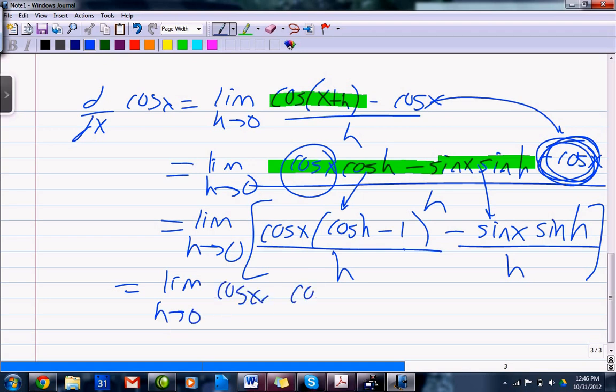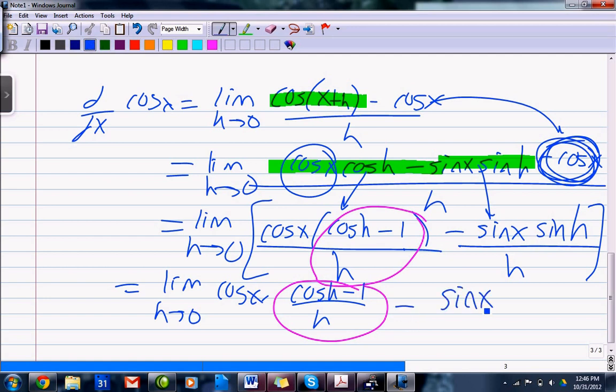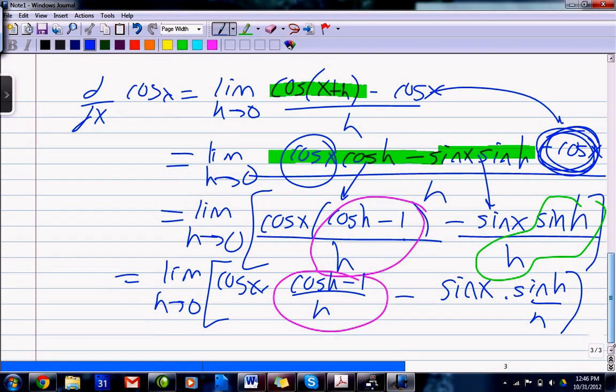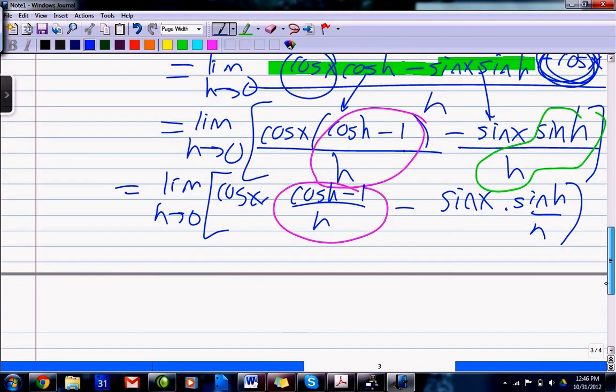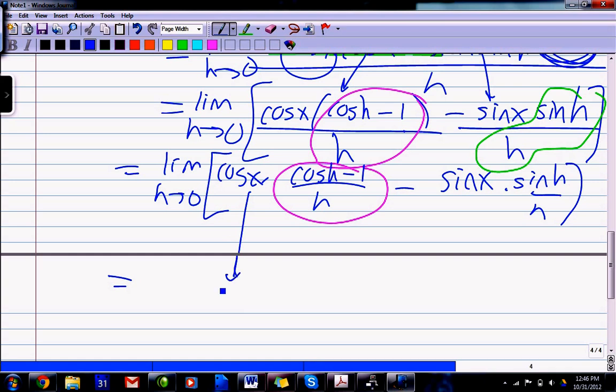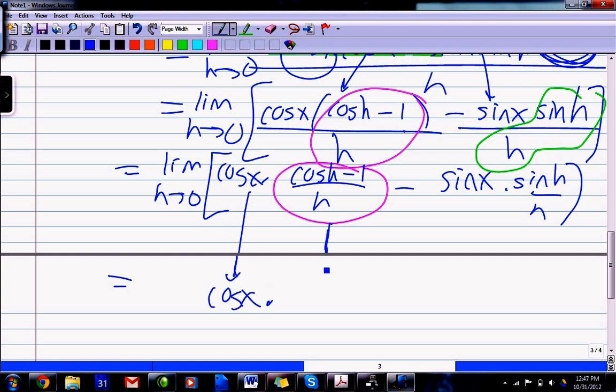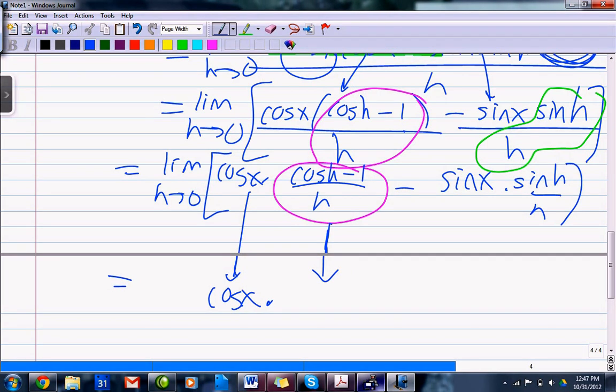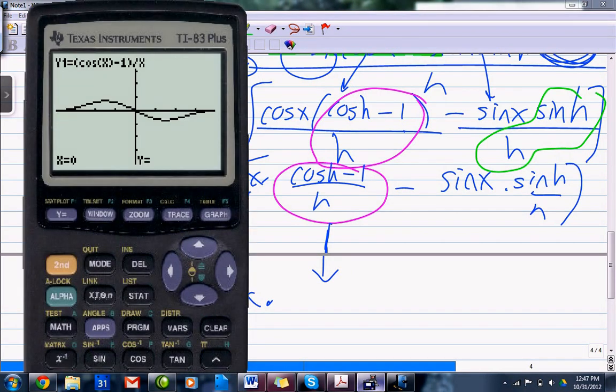Cosine x times cosine h minus 1 all over h, and then minus sine of x times sine h over h. Just a little algebra. And of course we're taking the limit as h goes to 0 for all of those terms. Because h is going to 0, we don't care about the cosine x, it's just cosine of x times the limit as h goes to 0 of this guy. We conjectured by the look of this graph that that's equal to 0. And indeed it is.